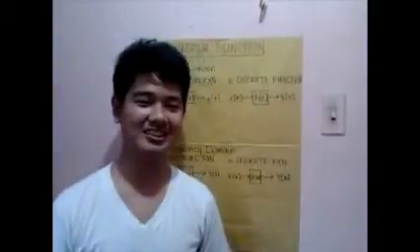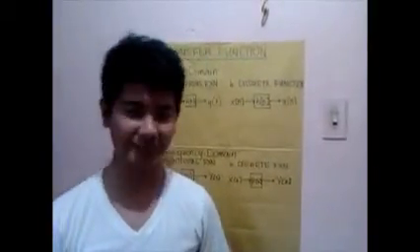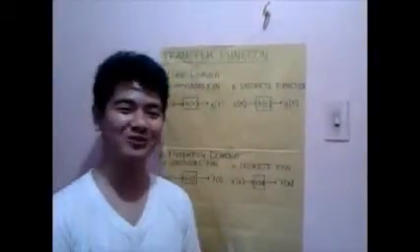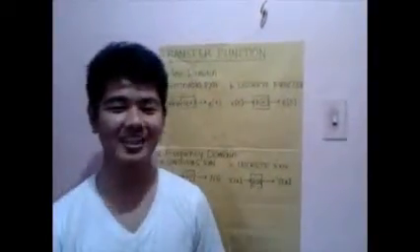Transfer function today. The transfer function is the ratio of the output of a system to the input of a system. So basically, it is composed of the input, the output, and the impulse response. So this is the input, this is the impulse response, and this is the output.